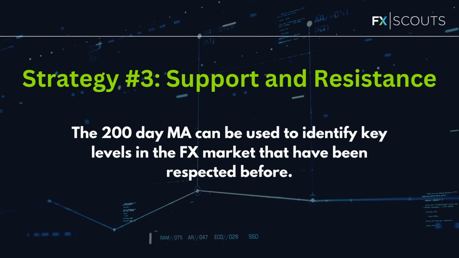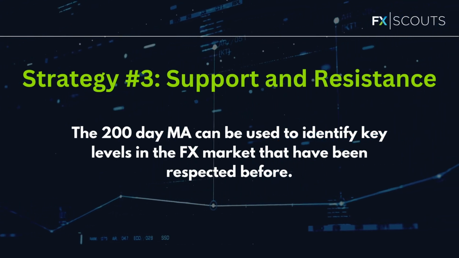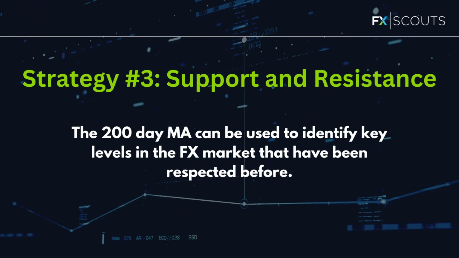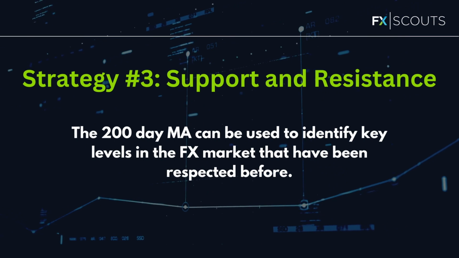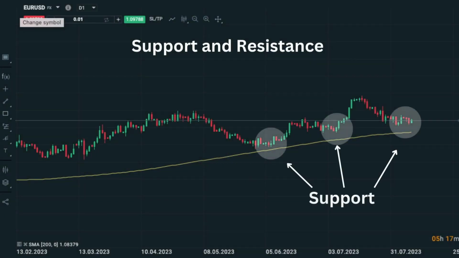And the third way that traders often use the 200-day moving average is as a support and resistance level. It can be used to identify key levels in the forex market that have been respected before, and often in the forex market, the price will approach and bounce off the 200-day moving average and then continue in the direction of the existing trend. So the 200-day moving average can be viewed as a dynamic support or resistance.